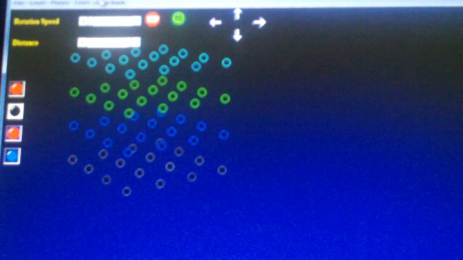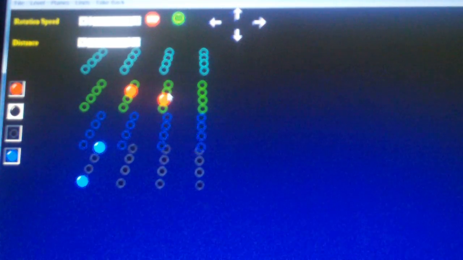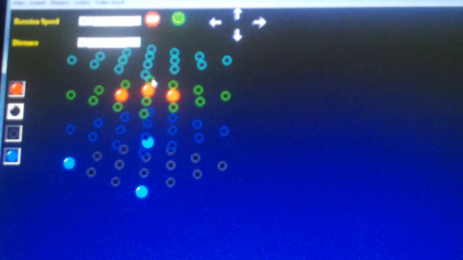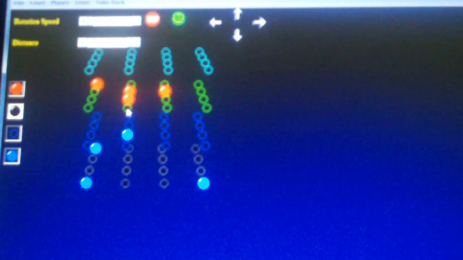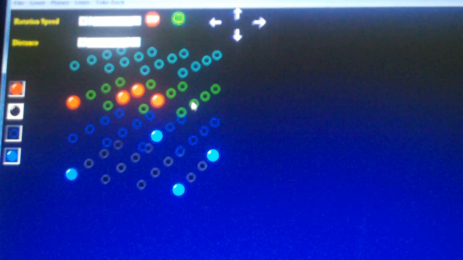And then we start playing. I'm going to try to beat them again here. See if I can. I think there's a way to win it. There's about 10 levels to this game, and I think at this point I should be able to win. I'm not sure.